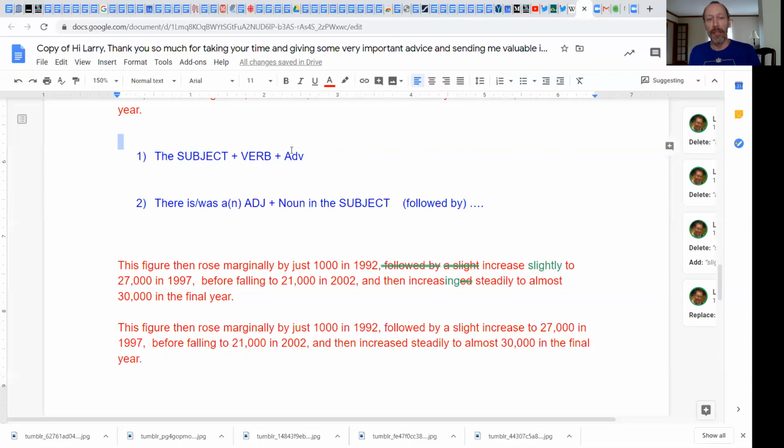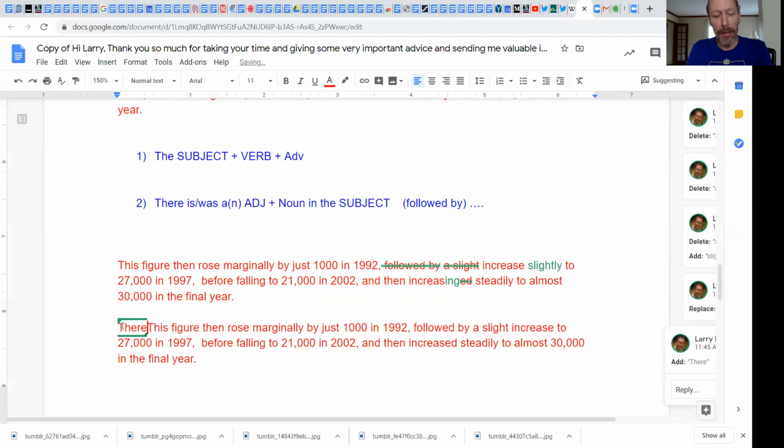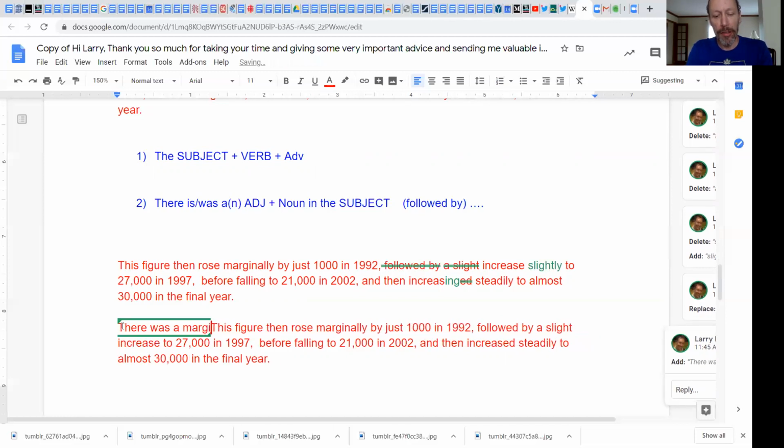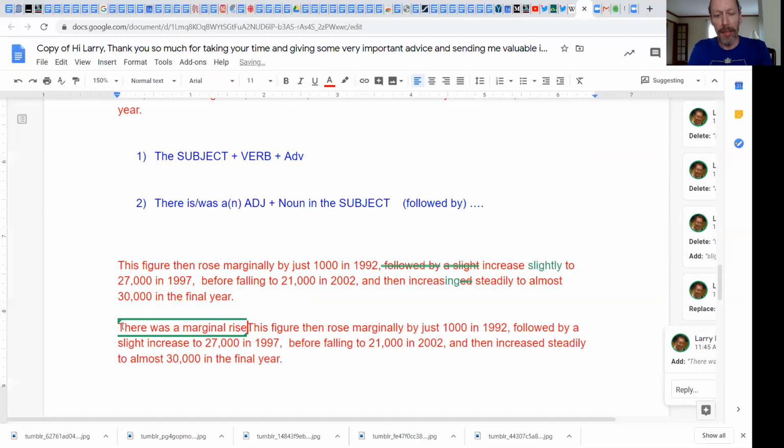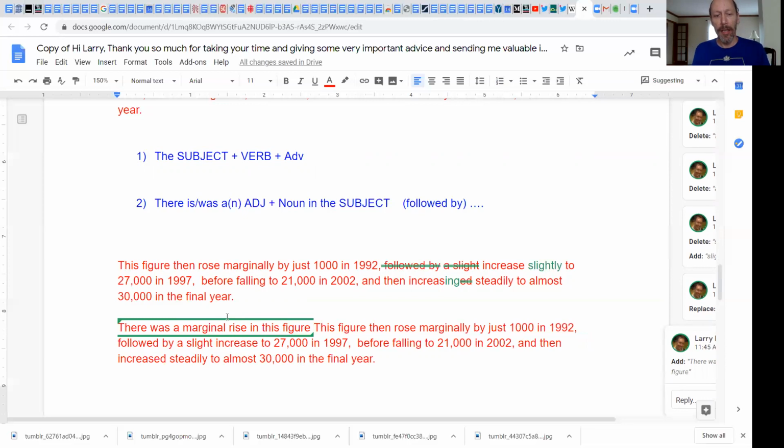So if we want to do it in the second way, we need to put there was or there is at the beginning before the adjective and the noun. So instead of this figure then rose marginally, you could say there was a marginal rise in this figure. Okay, so we're going to go like that and take away this.